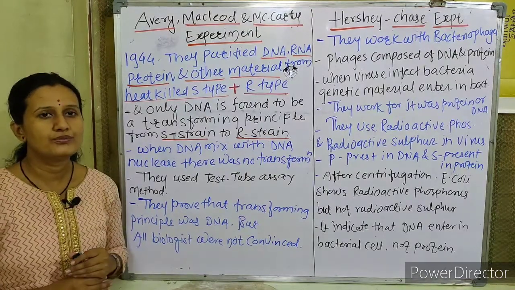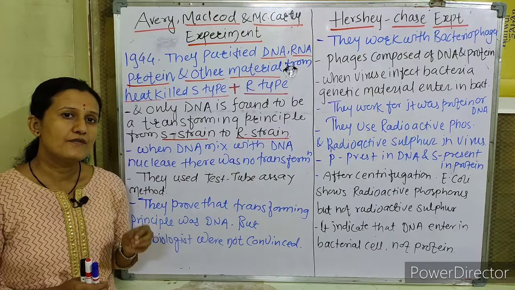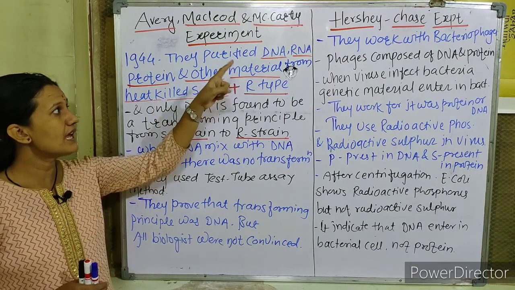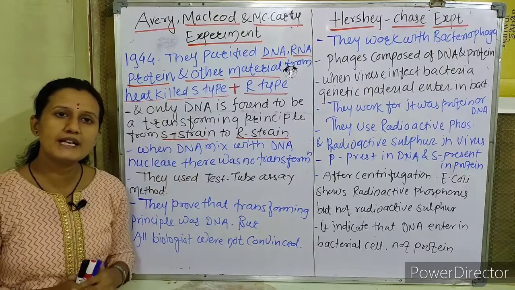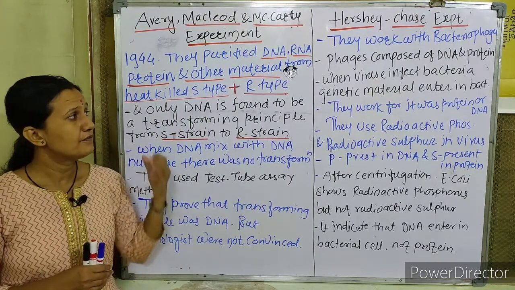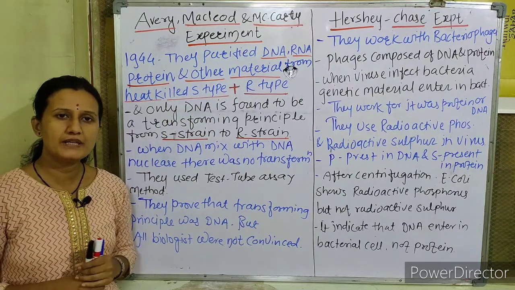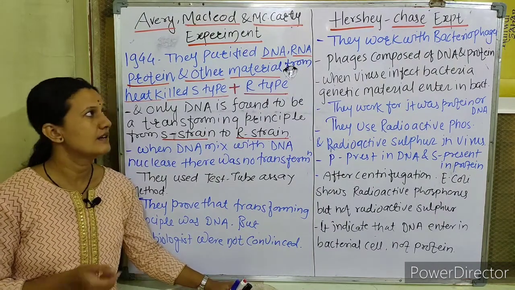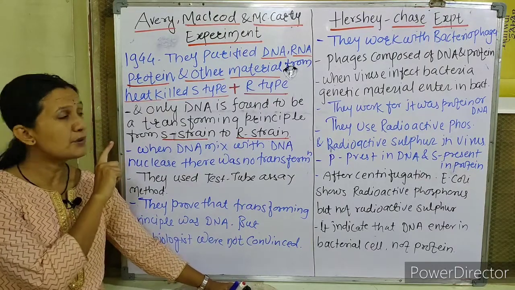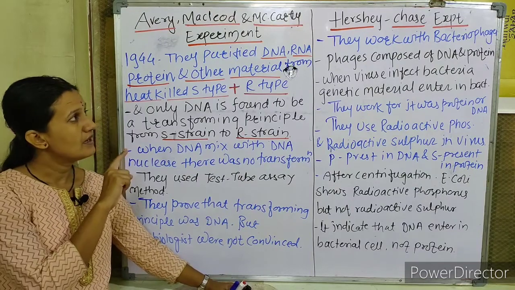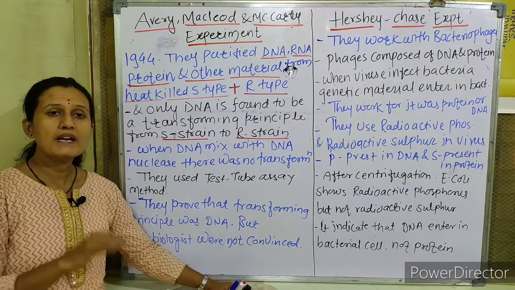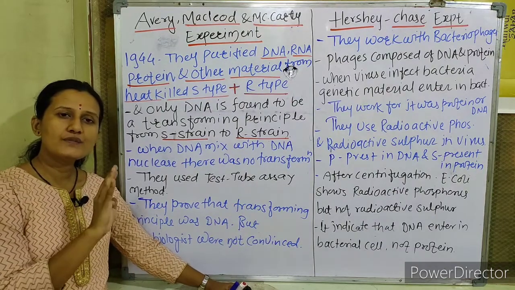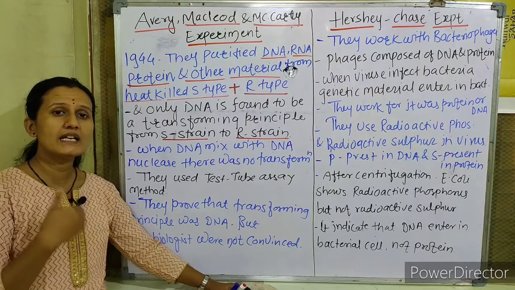Then they purified the DNA, RNA, protein and other material from heat killed S type, and they gave that material to R type bacteria. After that they found that RNA was not transforming, protein was not transforming, carbohydrate was not transforming, but only DNA transformed from heat killed S type to R type. They purified the four extractions from the heat killed S type and gave those extractions to R type.